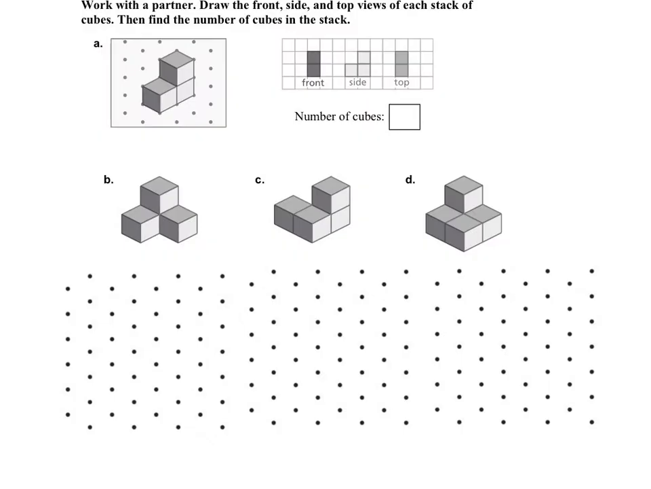We'll be starting on page 181 in your Record and Practice Journal. It says, draw the front, side, and top views of each stack of cubes. Then find the number of cubes in the stack. Remember, you'll be working on the side of dot paper that says isometric dot paper. It might also be good for you to have some colored pencils handy.